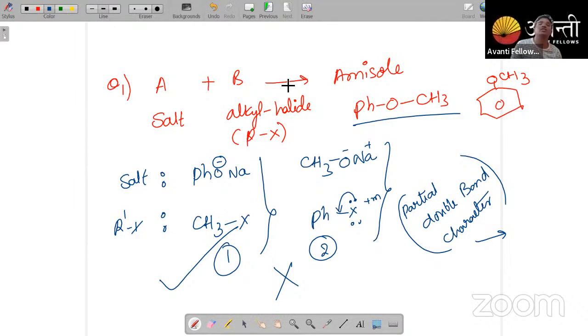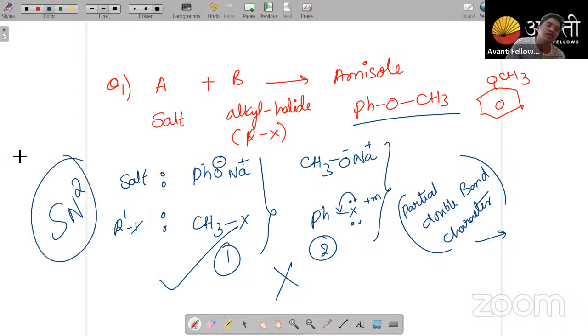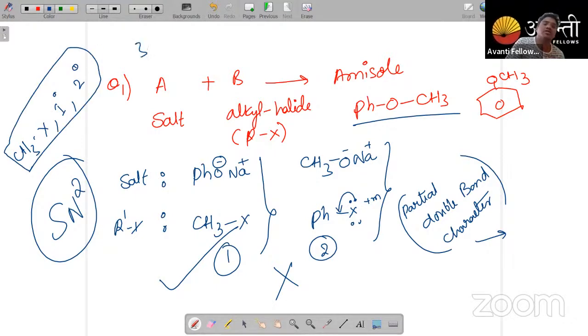Sodium phenoxide can easily lose Na⁺, and the methyl halide can also undergo substitution. I already told you the SN2 mechanism favors methyl halide, then primary halide, then secondary halide. Tertiary will not undergo it. If a tertiary halide comes, E2 elimination will take place in the presence of base. Is it clear to you all? I hope it is clear to you.